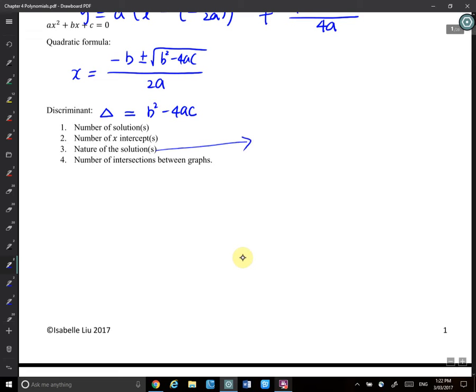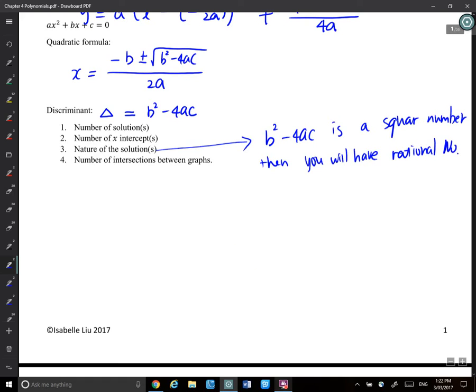What's the nature of the solution? If b squared minus 4ac is a square number, then you will have rational numbers. If it's not a square number, so you will have the square root of 13, something like that, it will be irrational numbers. Otherwise, irrational.